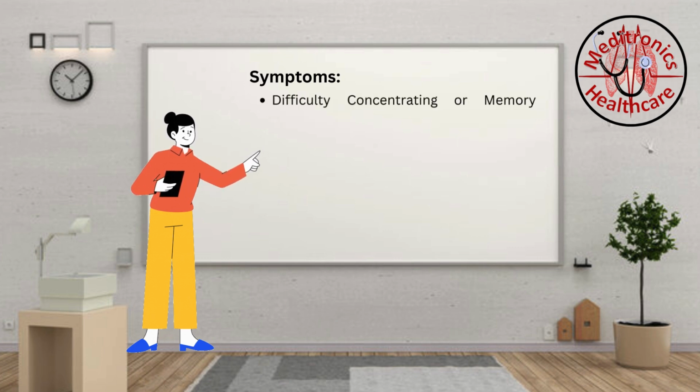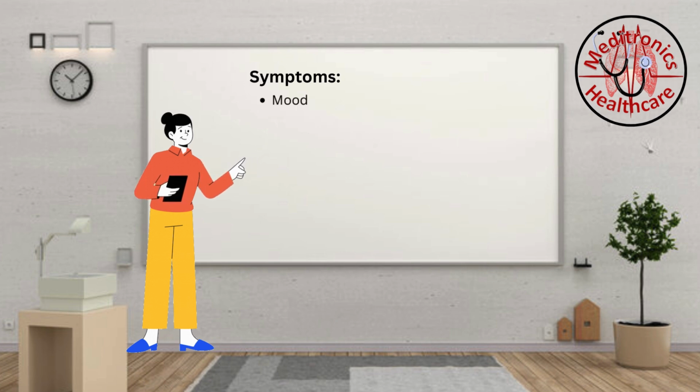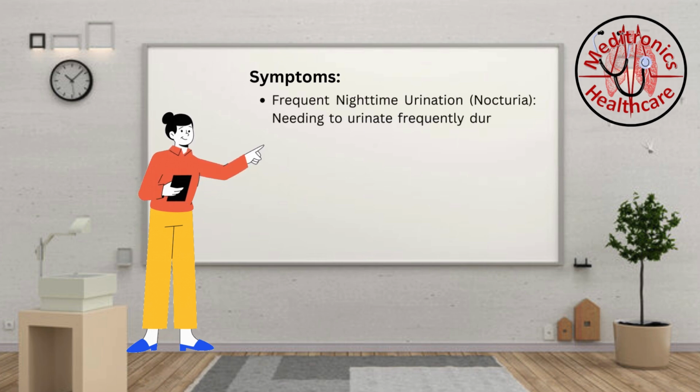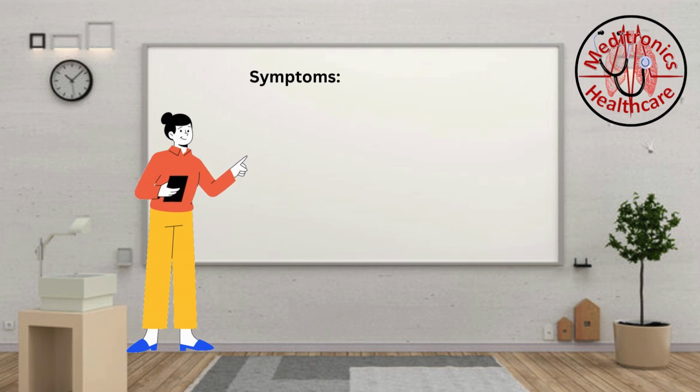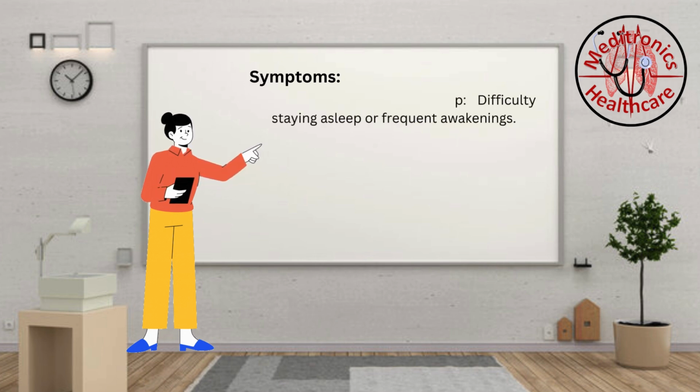Difficulty concentrating or memory problems. Cognitive impairments due to disrupted sleep. Mood changes. Irritability, depression, or anxiety due to poor sleep quality. Frequent nighttime urination, nocturia, needing to urinate frequently during the night. Insomnia or restless sleep. Difficulty staying asleep or frequent awakenings.